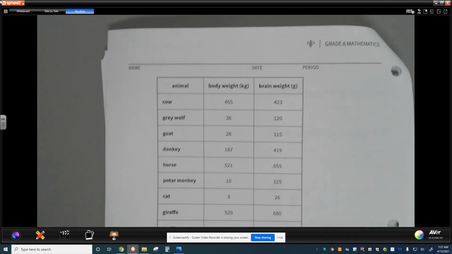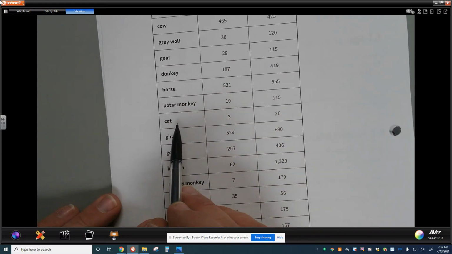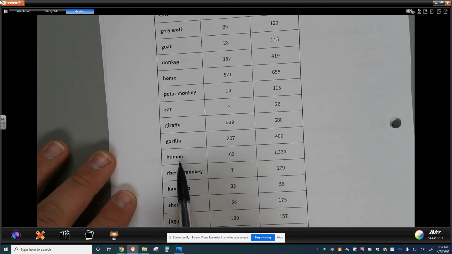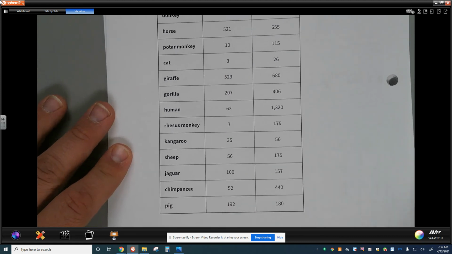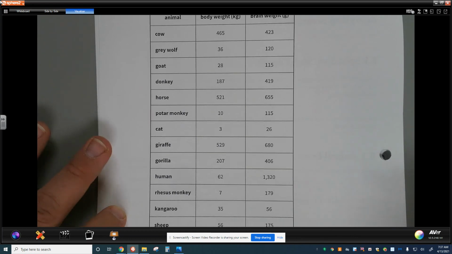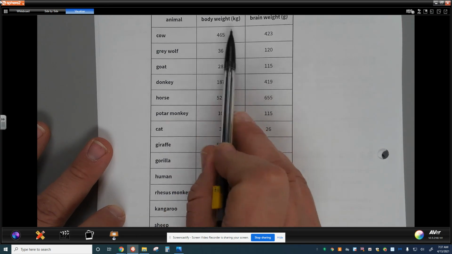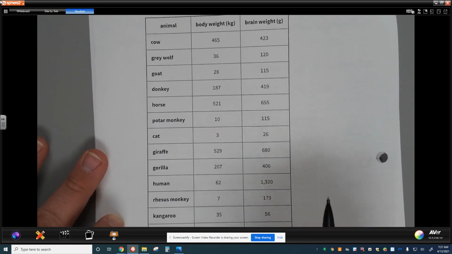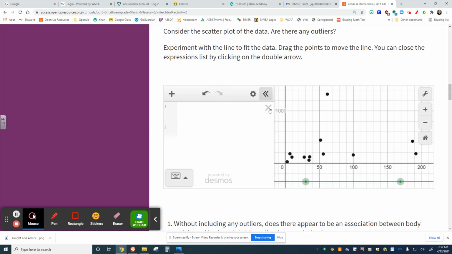And here's what we have. We have a whole bunch of animals: cow, gray wolf, goat, donkey, horse, potto monkey, cat, giraffe, gorilla, human, rhesus monkey, kangaroo, sheep, jaguar, chimpanzee, and pig. And you'll notice there are all kinds of information, and I think it's really quite fascinating to see the correlation between these, looking at body weight to brain weight. These are body weight in kilograms, brain weight in grams. And then for me, it's even more fascinating to look at the data. Here are these data graphed on this coordinate plane.